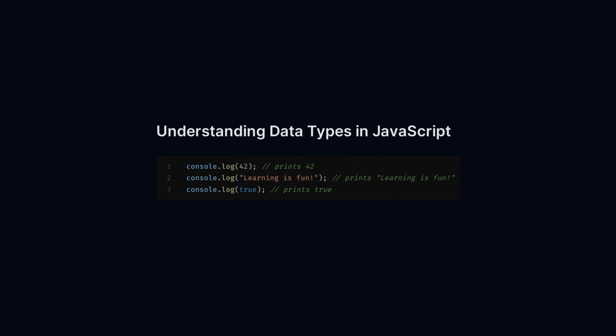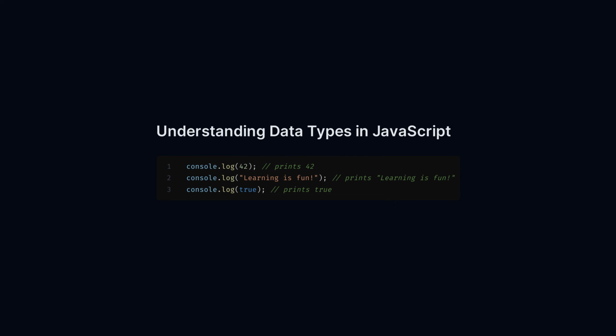Moving on, let's delve into the world of data types in JavaScript. JavaScript can process a variety of data types, and we'll be dealing with three primary ones: numbers, strings, and booleans. To see them in action, have a look at the code snippet on the slide. The first user input is a number 42, followed by a string, "Learning is fun." The double quotes indicate that it's a string data type.